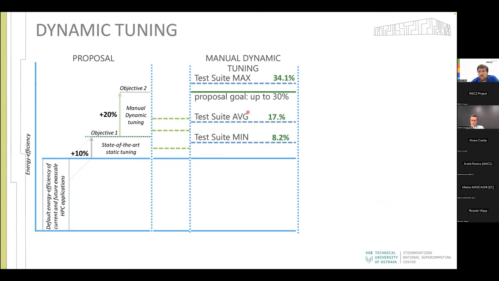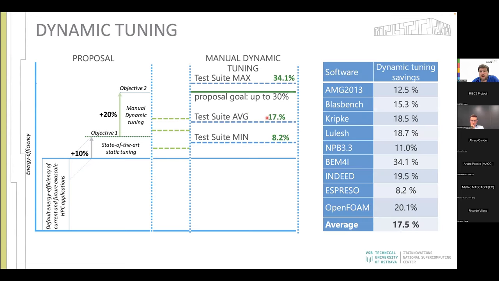Then if we applied the dynamic tuning, we were able to reach on average 17.5%, and in the best case, all the way up to 34% in case of the BEM4I application. So these are the differences between doing the energy tuning without a specific runtime system, just the static tuning, where you can use your SLURM or any job manager that, at the beginning of the job, can set the frequency for the entire job, or using the advanced dynamic tuning runtime system.